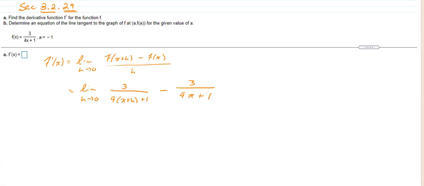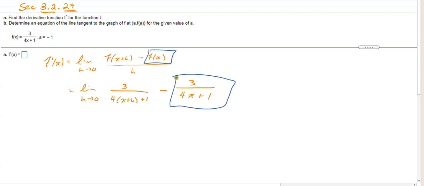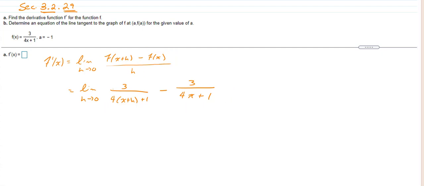So just as a reminder, what have I done here? I've replaced the f of x plus h with this entire expression, replacing the value x in the expression with x plus h. That's what I've done there. And then in place of writing f of x, I've written this expression here, and that's just the definition of the function. Then we have this all over h.